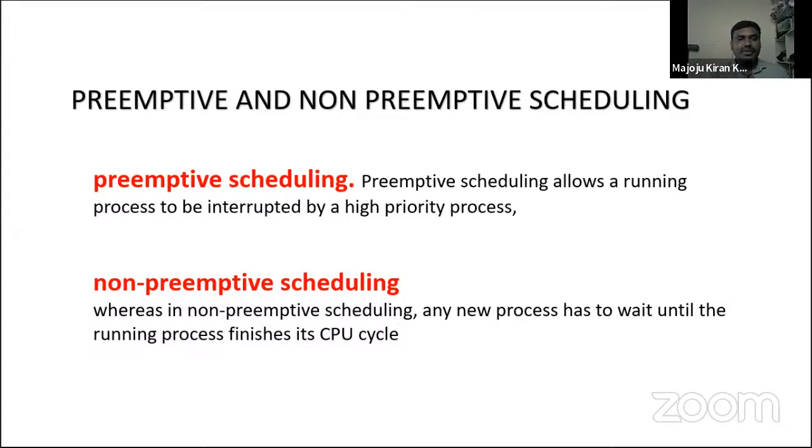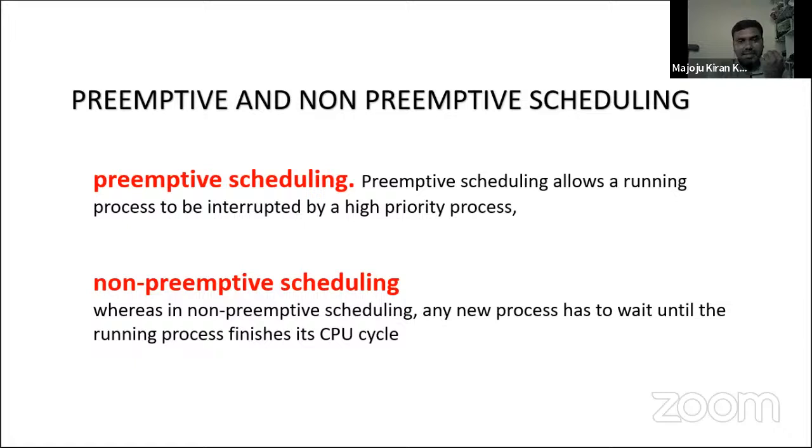Okay, so if there are two persons, one is a very important person and another is a normal person, then the high priority person will be given the first chance, and the lower priority person will get the next chance. That means the lower priority process will automatically be preempted by the higher priority process. So that is called what? Preemptive scheduling, right? In preemptive scheduling, one process can interrupt another process.